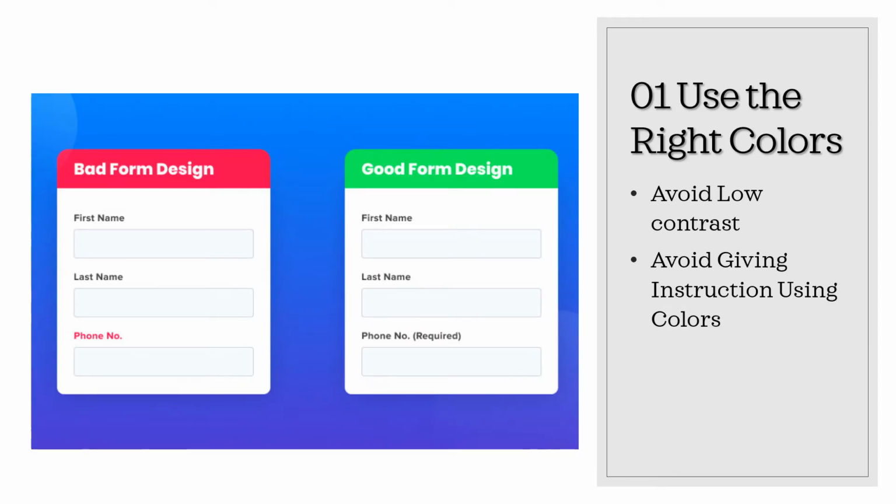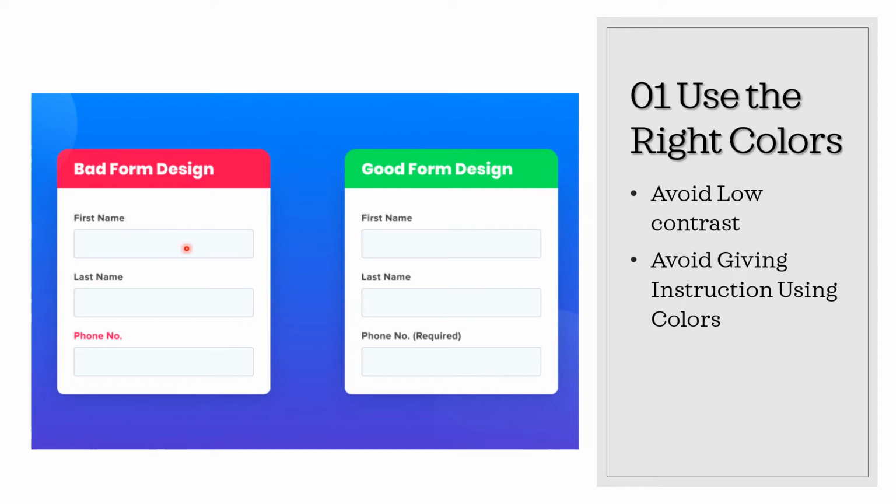First one, use the right colors. As you can see, here's an example of 2 different fonts. The left side is a bad font, and the second one is a good example. The first rule: avoid low contrast. As you can see, the color is not in the best contrast. There's a website you can use to check if your color has the right contrast. I will link it below.